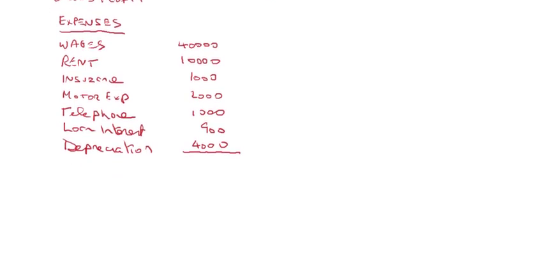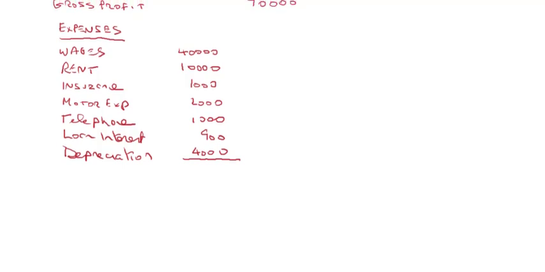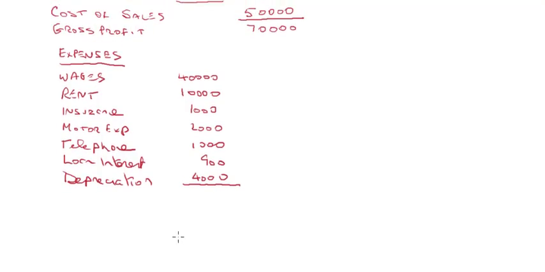Okay, so when we add up all those expenses, they come to 58,900. So that's the total of the expenses other than the cost of sales. We subtract that now from the gross profit, and as we know already, because we just calculated it in our equation earlier, the real profit of the business, what we call the net profit, is the 11,100. Okay, so that's the end of that.